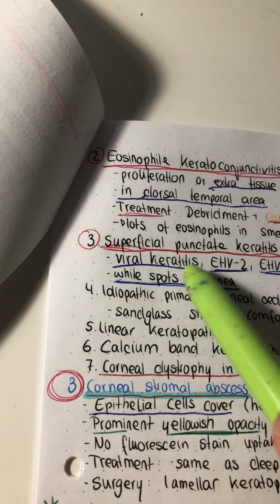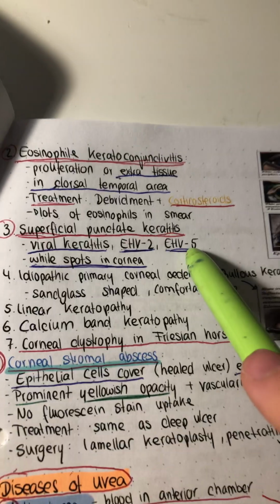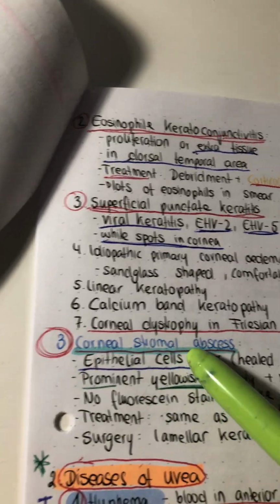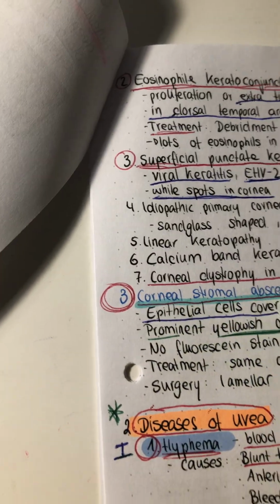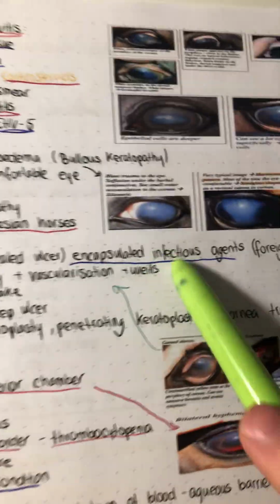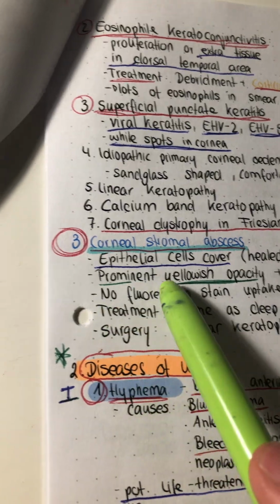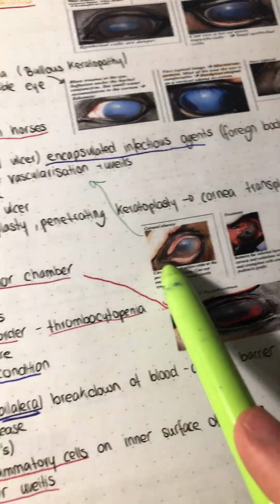So you can have viral keratitis such as equine herpesvirus 2 and equine herpesvirus 5, and this is when you have white spots in the cornea. And corneal dystrophy in Frisian horses is also another disease. And the corneal stromal abscess, so epithelial cells will cover an encapsulated infectious area in the stroma, and you can have prominent yellowish opacity, as seen here.